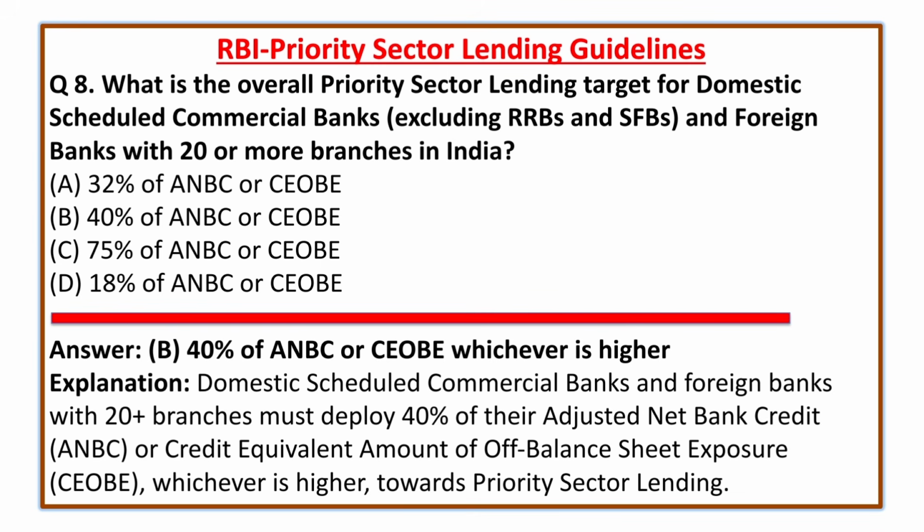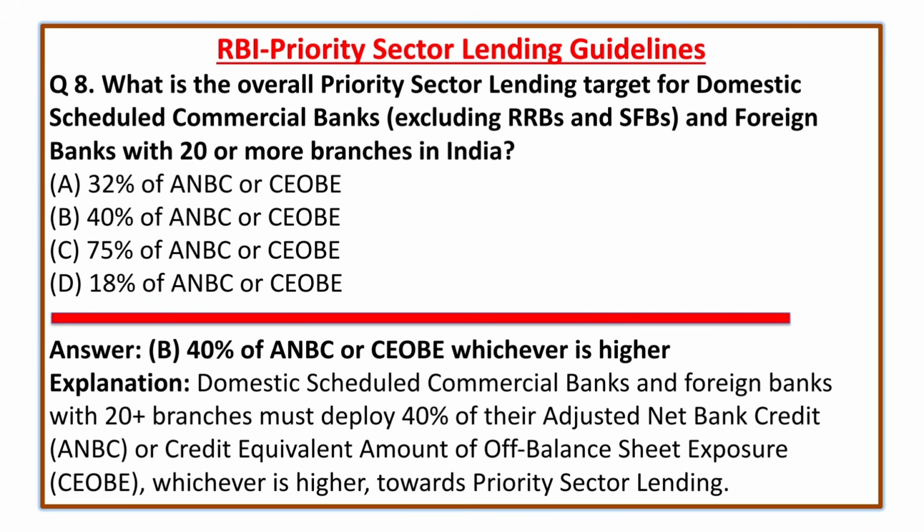Question 8. What is the overall priority sector lending target for domestic scheduled commercial banks, excluding RRBs and SFBs, and foreign banks with 20 or more branches in India? A. 32% of ANBC or CEOBE. B. 40% of ANBC or CEOBE. C. 75% of ANBC or CEOBE. D. 18% of ANBC or CEOBE. Answer. B. 40% of ANBC or CEOBE, whichever is higher.